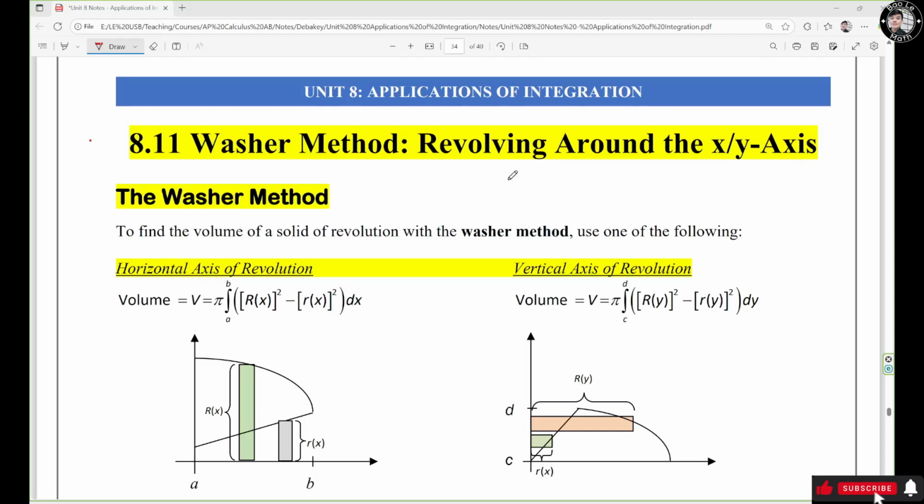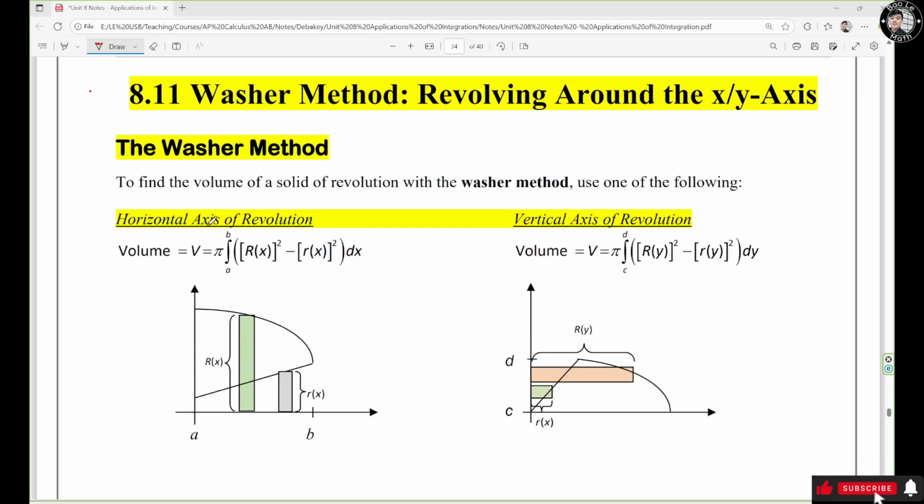Hello everyone, in this video we're going to explore topic 8.11. What's the method revolving around the x or y axis? Alright, to find the volume of a solid of revolution with the washer method, use one of the following.